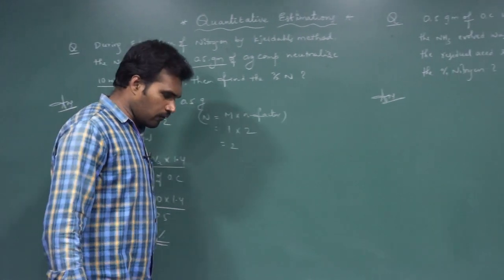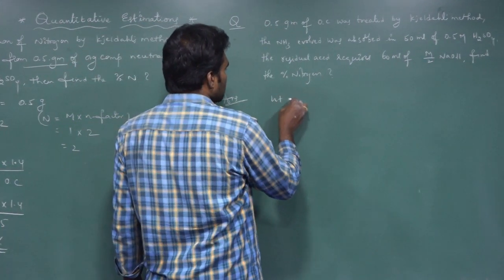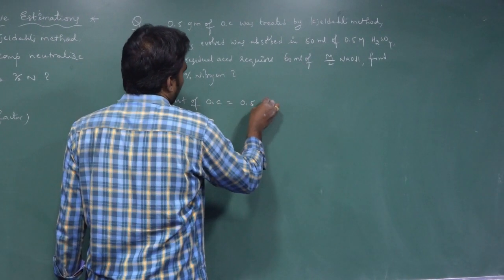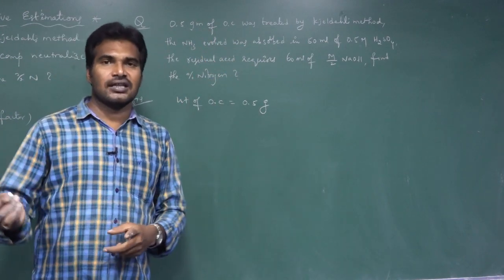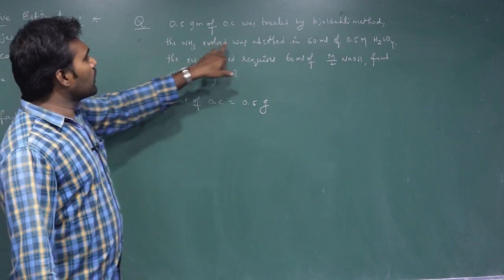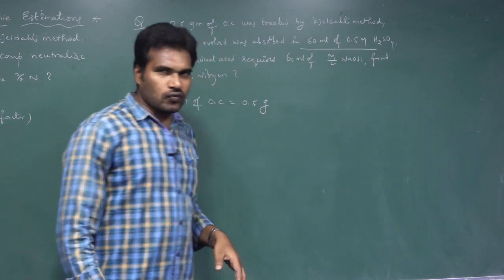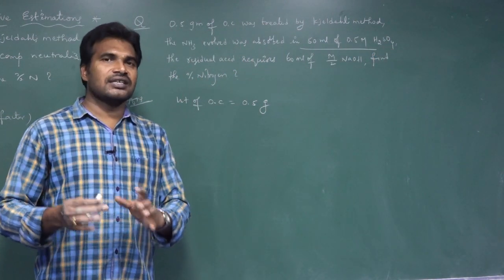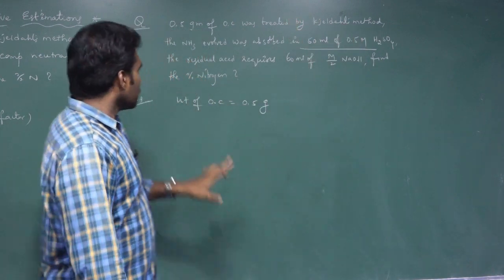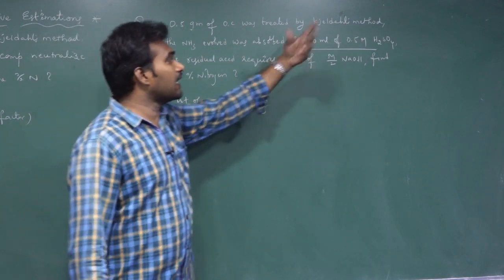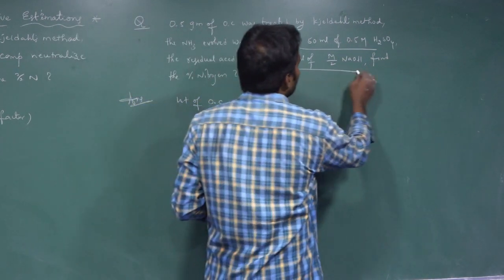Same, next model of this. 0.5 grams of organic compound, so the weight of organic compound is 0.5 grams, was treated by Jeldahl's method. They will definitely mention in the problem which method, Dumas or Jeldahl's. The ammonia evolved was absorbed in 50 ml of 0.5 molar H2SO4. So whatever ammonia was liberated, they first passed into 50 ml of 0.5 molar H2SO4. This is the excess amount. Then the residual acid, the remaining unreacted acid, requires 60 ml of M/2 NaOH.